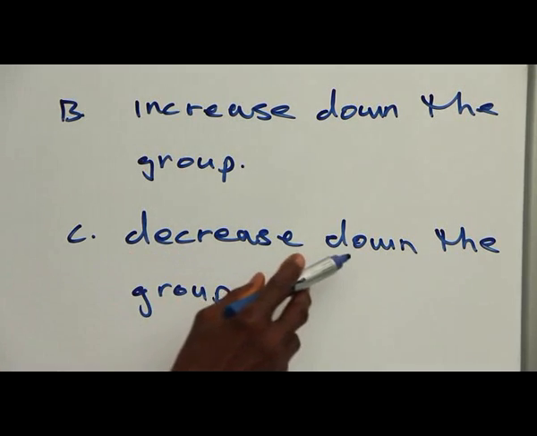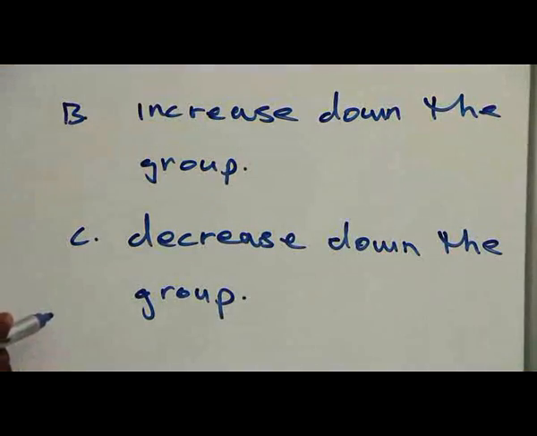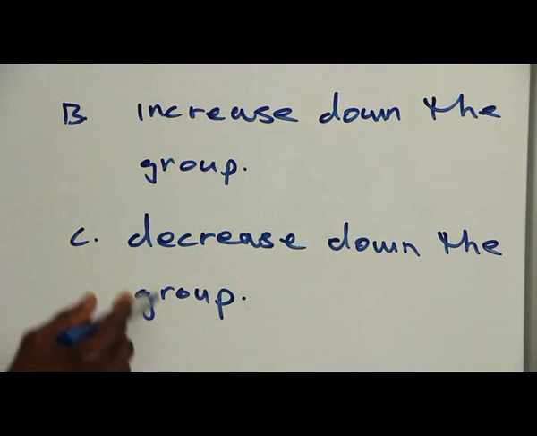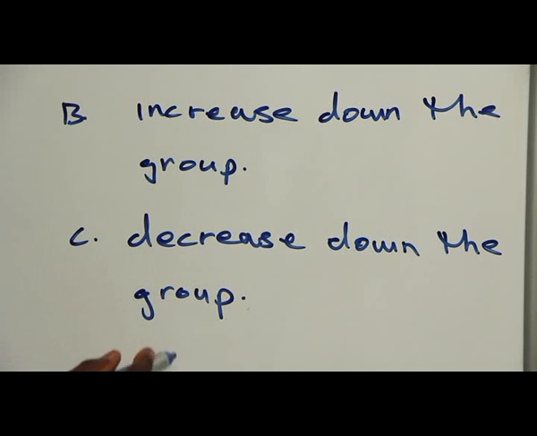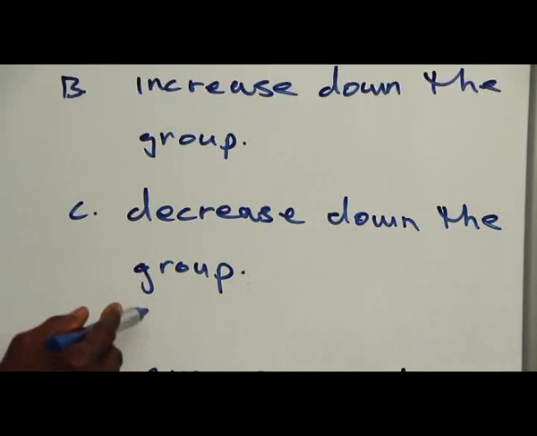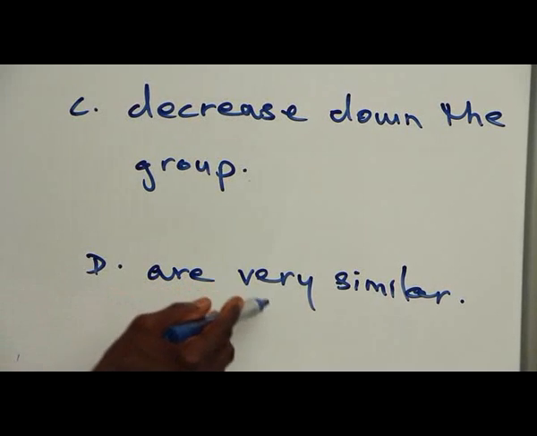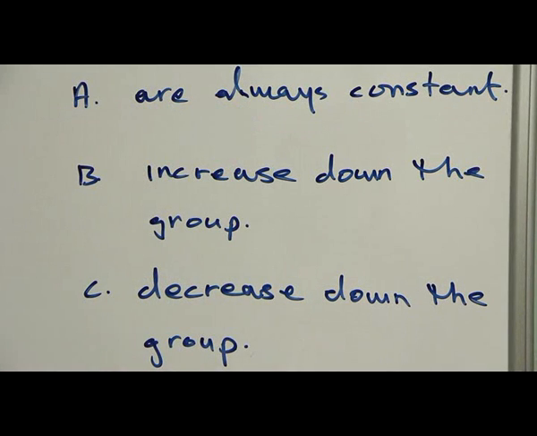C, decreases down the group. Yes, as you go down the group, the size of the atom increases and the effective nuclear charge also decreases. So it becomes easier to remove an electron from the atom. D, very similar. They can't be similar because the size of the atom differs. The only correct option is C.